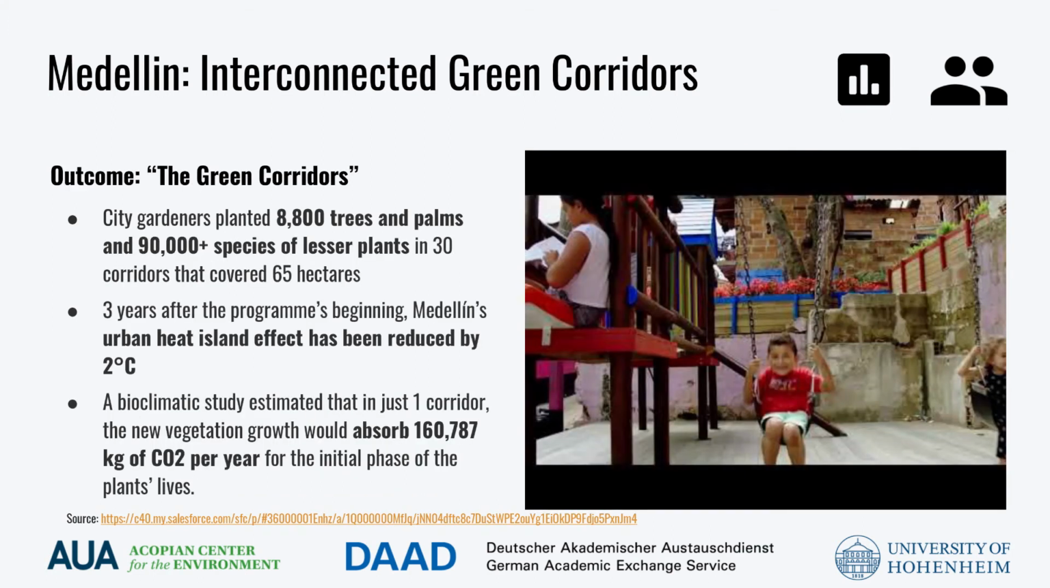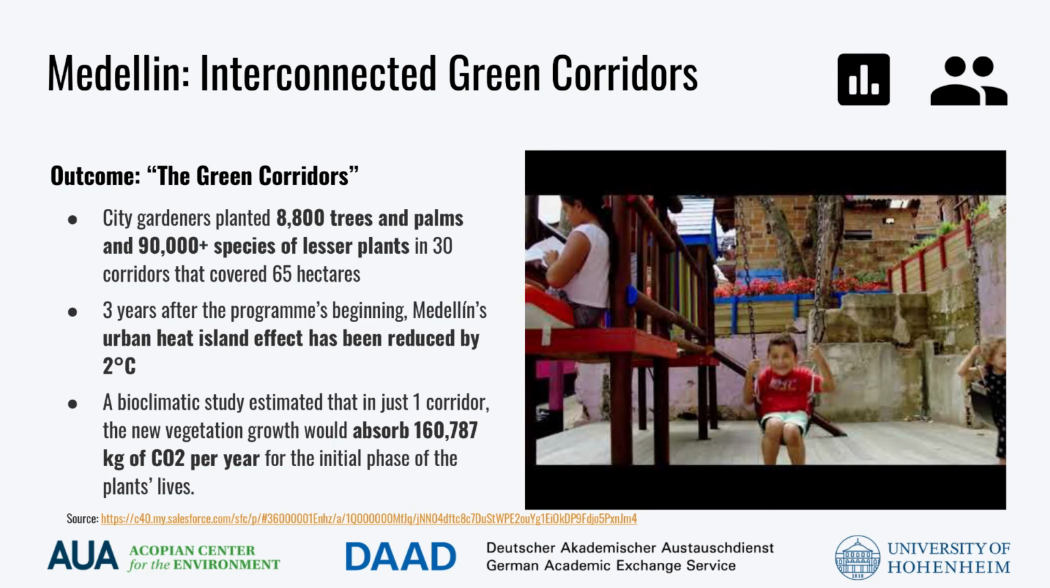From 2016 to 2019, Medellin's citizen gardeners co-created 30 green corridors, Corredores Verdes, an interconnected network of greenery across the city. The gardeners planted 8,800 trees and palms in the 30 corridors that covered 65 hectares. In one of the city's busier thoroughfares, 596 palms and trees had been planted, as well as more than 90,000 species of lesser plants. These green corridors provided Medellin with a host of ecosystem services.